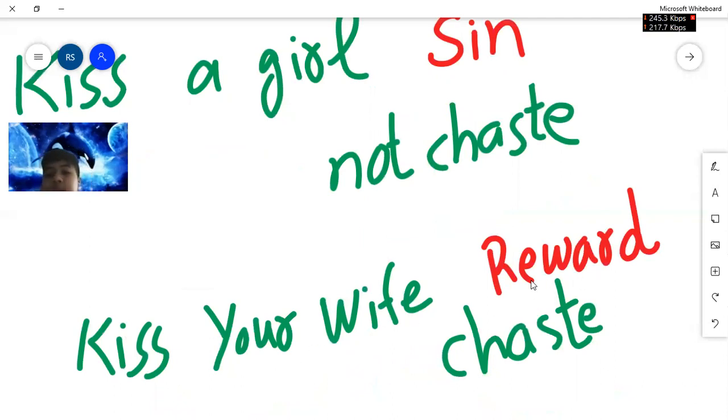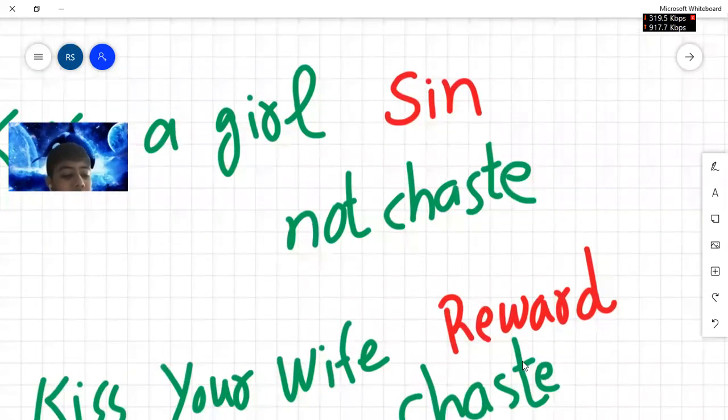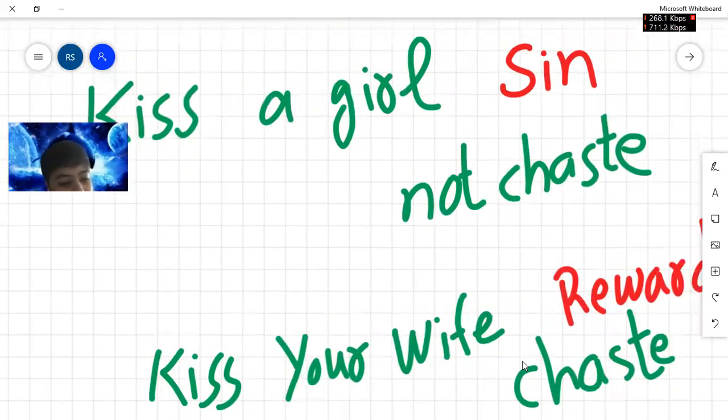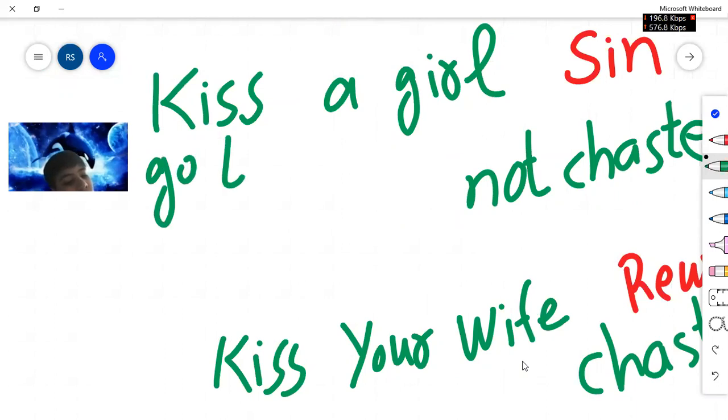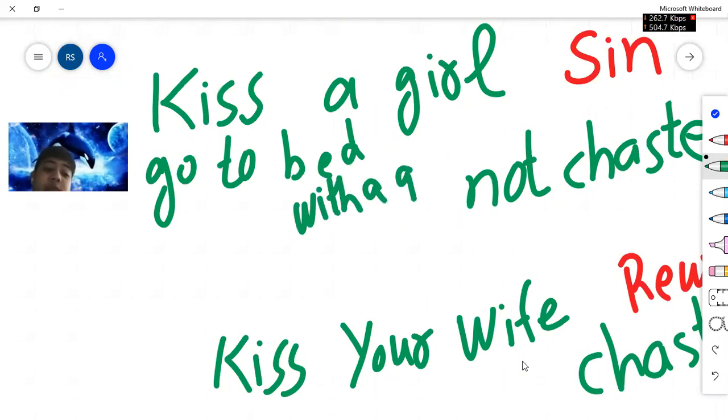If you kiss your own wife, then you will get a reward from Allah and you will be chaste. Reward from Allah. Same thing for going to bed. If you go to bed with a girl or woman, then you are not chaste. It is a big sin.